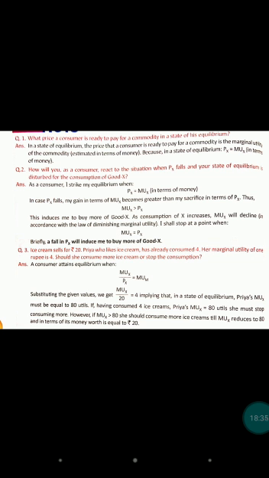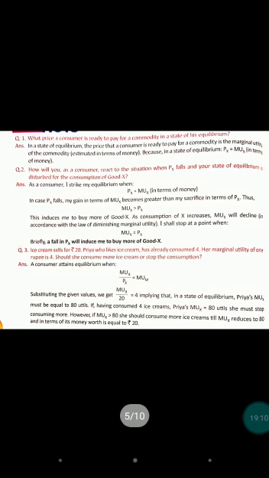So look here, what is written here? As a consumer, I strike my equilibrium when PX is equal to MUX in terms of money. In case PX falls, price falls, then my gain, my satisfaction in MUX becomes greater, means satisfaction is greater than price. Thus this induces me to buy more. If price falls, then satisfaction increases. This induces me to buy more of good X. As consumption of X increases, MUX will decline in accordance with the law of diminishing marginal utility.